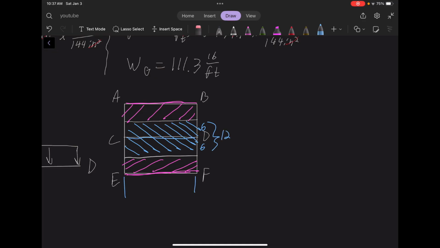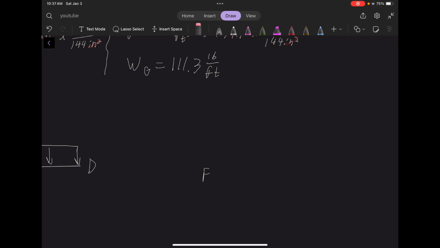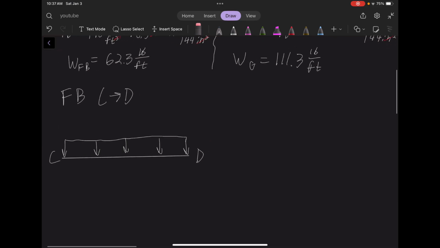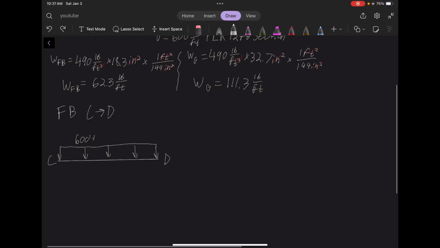And we know that the distance here is 25 feet. So 12 times 25 is 600 feet squared. I'm just going to erase this to keep some room for me. So we now know that this distributed load from the concrete is 600, but we also have to take into account the weight of the actual floor beam. So it's 600 plus the 62.3, which means that this total distributed load is 662.3 pounds per foot.